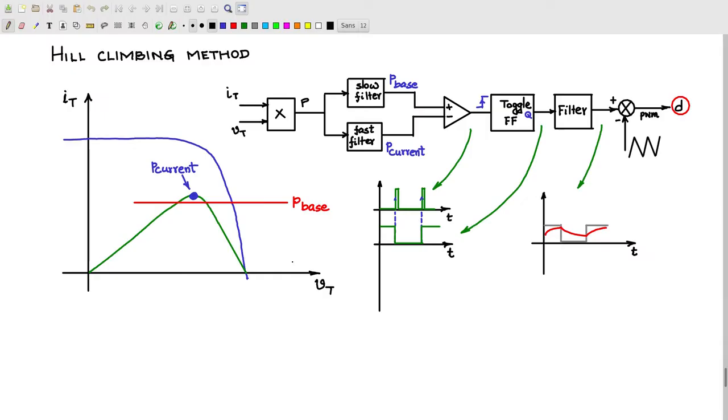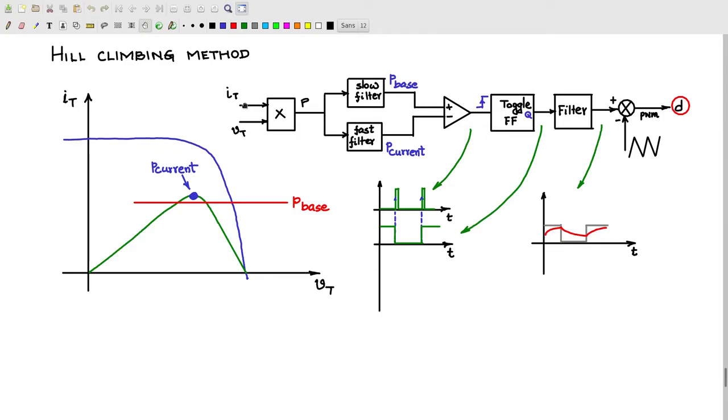We shall now look at the Spice simulation of the hill climbing method of maximum power point tracking. We will use this algorithm. We will use all these blocks.